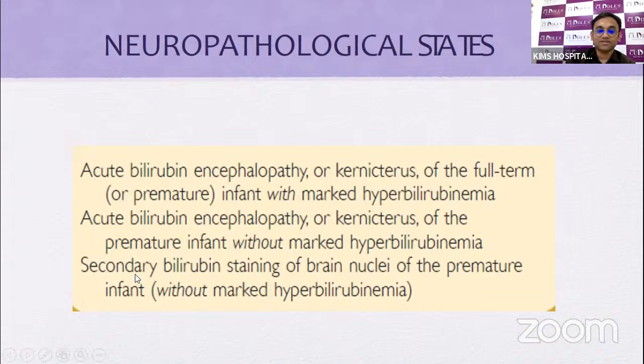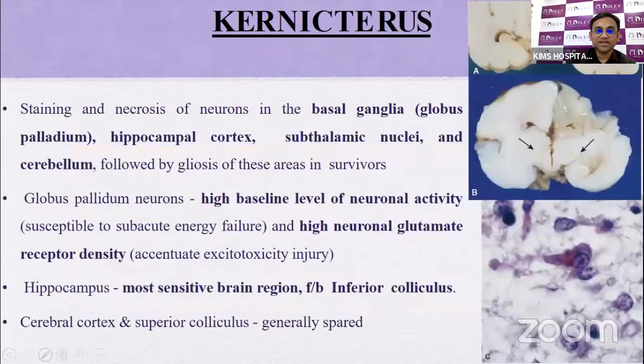And the next thing is secondary bilirubin staining of the brain nuclei in the case of a premature infant, even though there is no significant hyperbilirubinemia. However, this bilirubin staining is just staining the brain nuclei and is not causing any neuronal damage in this kind of premature babies. So staining and necrosis of the neurons predominantly involve the basal ganglia, especially the globus pallidus, hippocampal cortex, subthalamic nucleus, and cerebellum. And after that, there will be necrosis, and finally, there is gliosis of these areas in kernicterus.